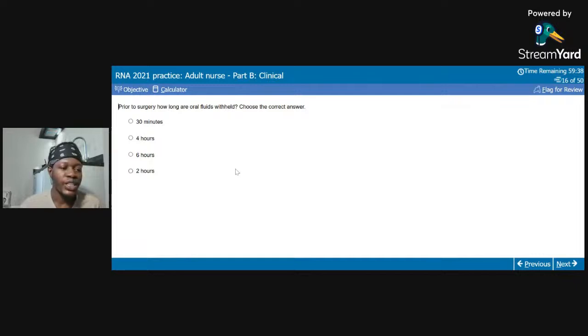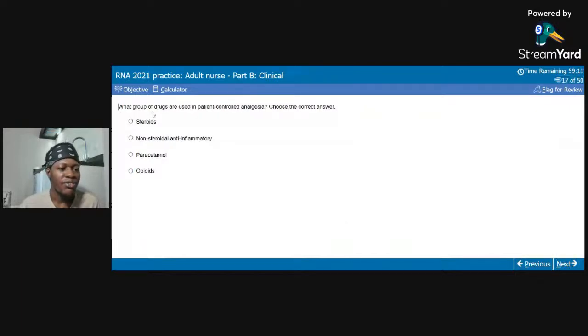Prior to surgery, oral fluids are withheld for 2 hours. I think it's 2 hours here. Yeah, it's 2 hours here, but in Nigeria, it's like 24 hours. I think 24 hours there, but here it's like 2 hours. As for me, I don't drink fluid anything like that anyway.